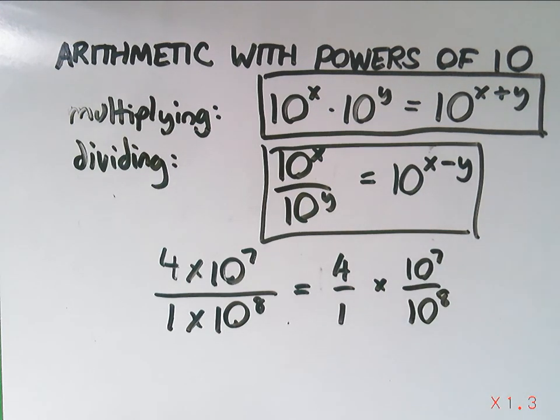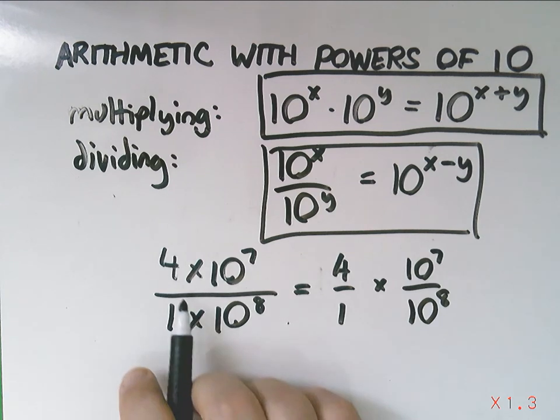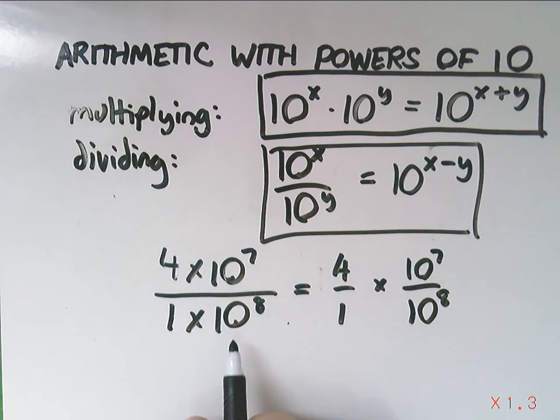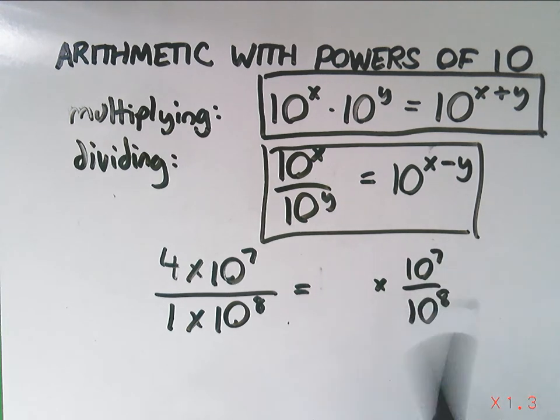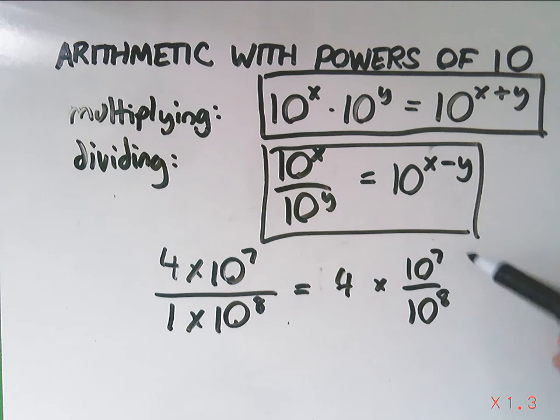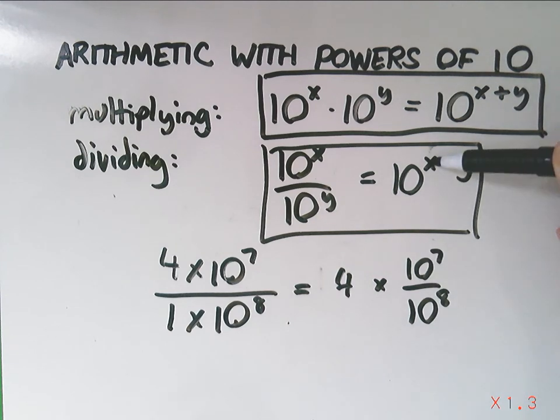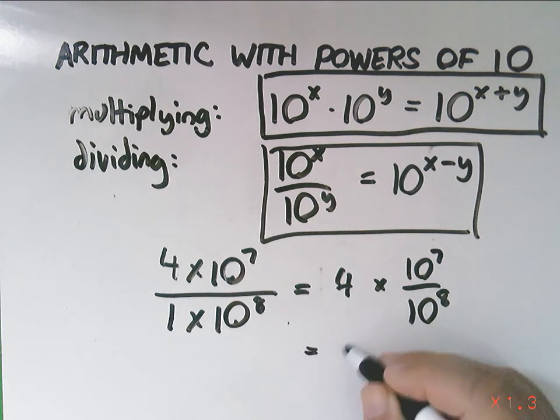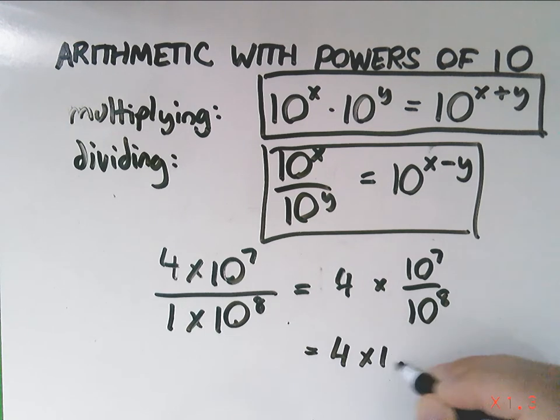See how I regrouped it? If this times this and this times this on the bottom, you could make it a product of two fractions like that to simplify it a little bit. Well, 4 divided by 1 is just 4. And 10 to the 7 divided by 10 to the 8 is going to be 10 to the 7 minus 8. 7 minus 8 is going to be 10 to the minus 1.